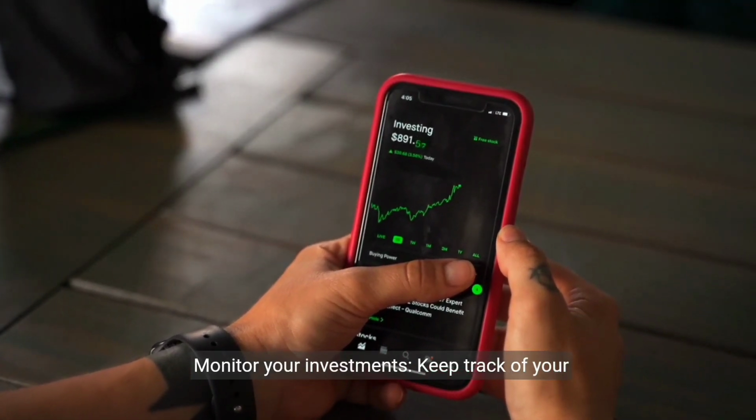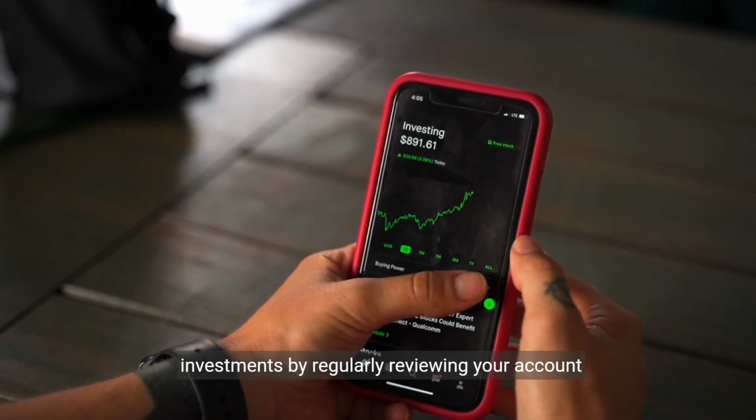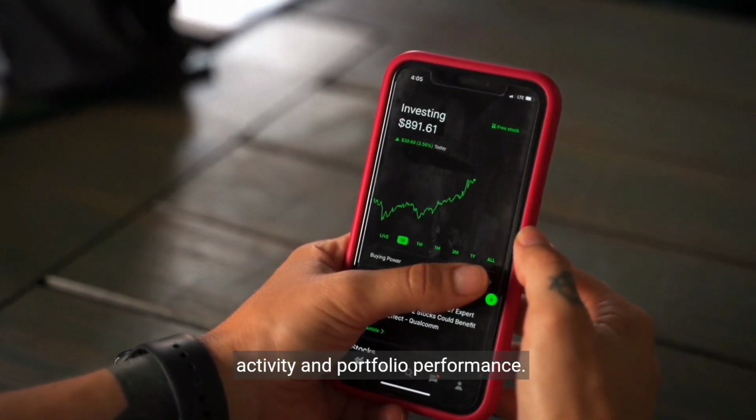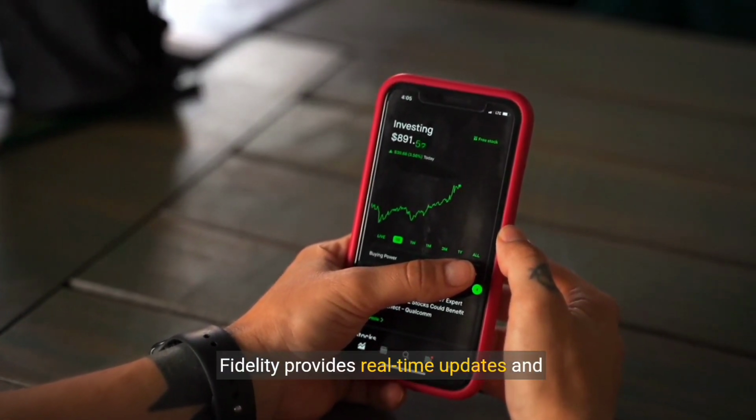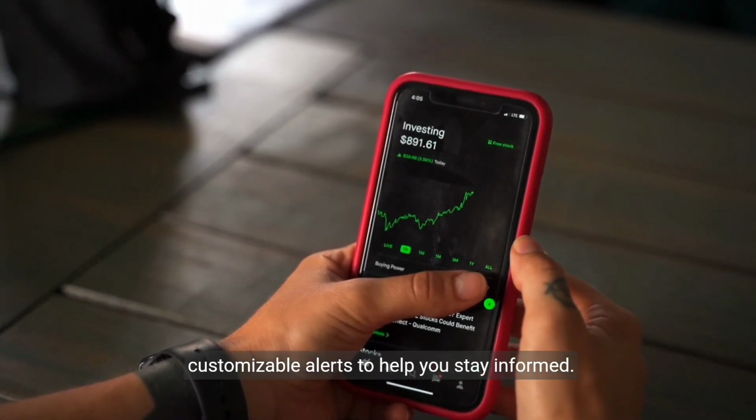Monitor your investments. Keep track of your investments by regularly reviewing your account activity and portfolio performance. Fidelity provides real-time updates and customizable alerts to help you stay informed.